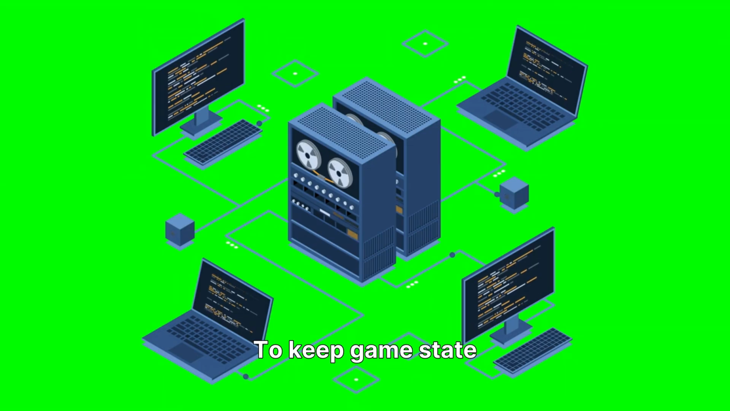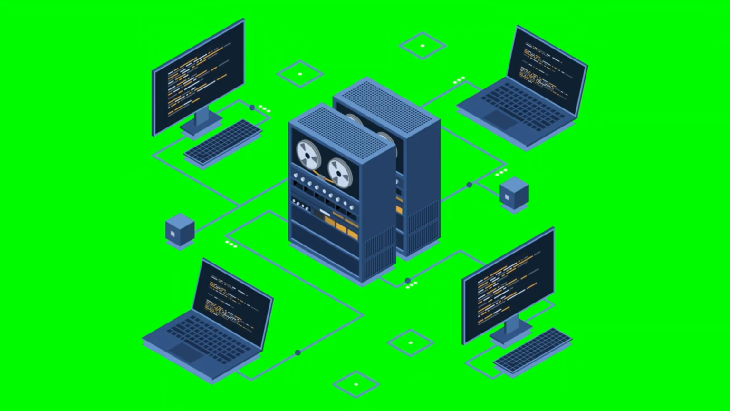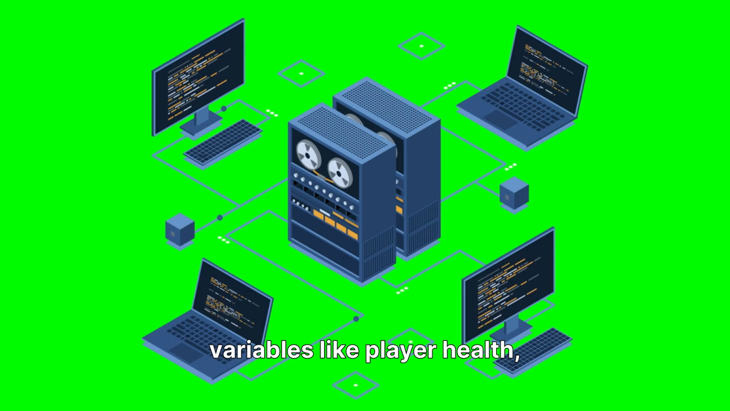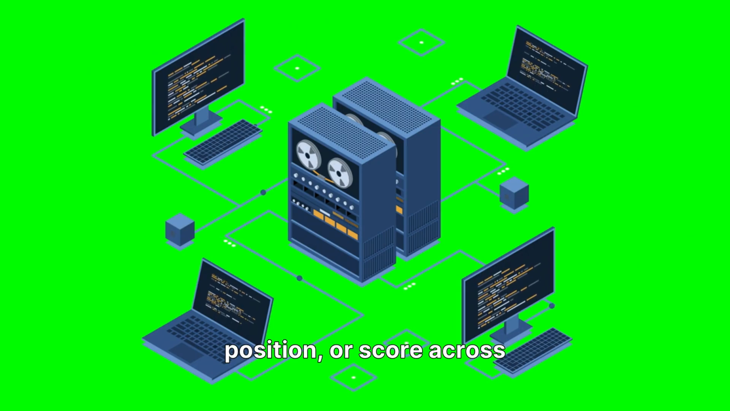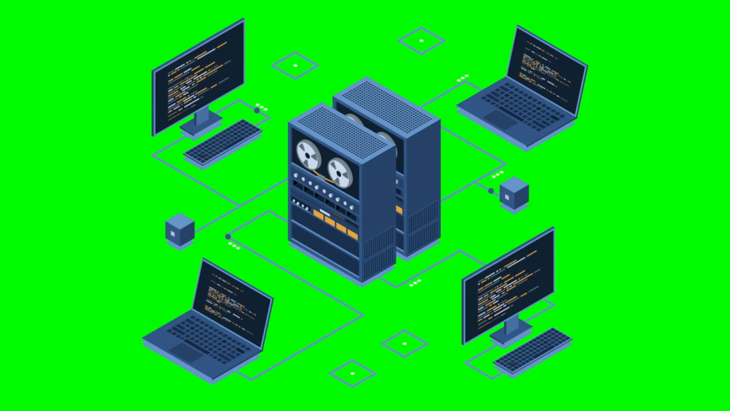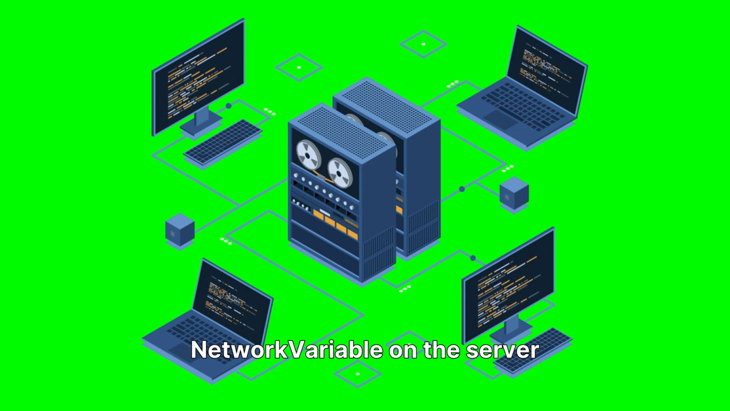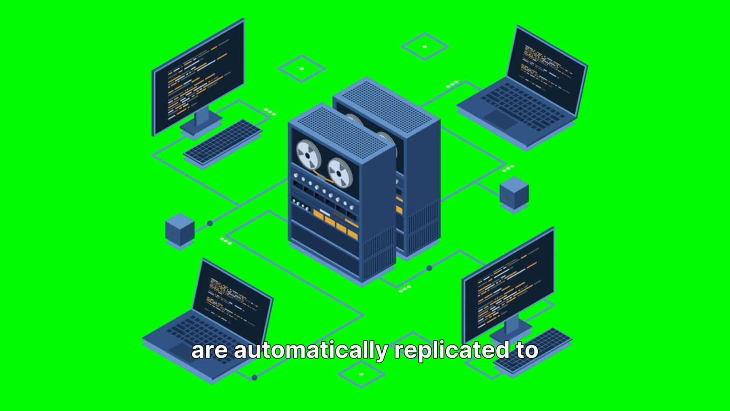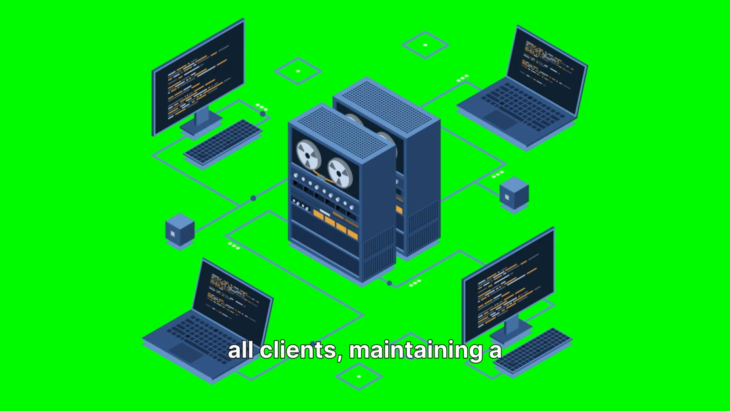To keep game state consistent across all players, use network variable to synchronize variables like player health, position, or score across the network. Any changes to a network variable on the server are automatically replicated to all clients, maintaining a unified game world.